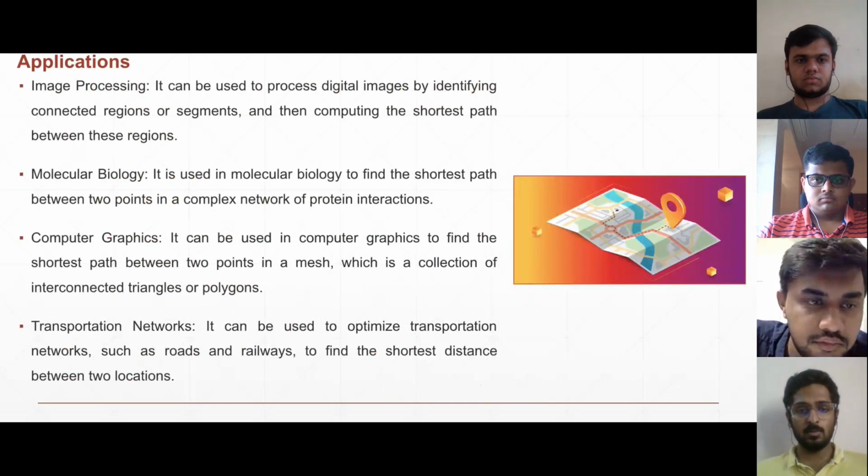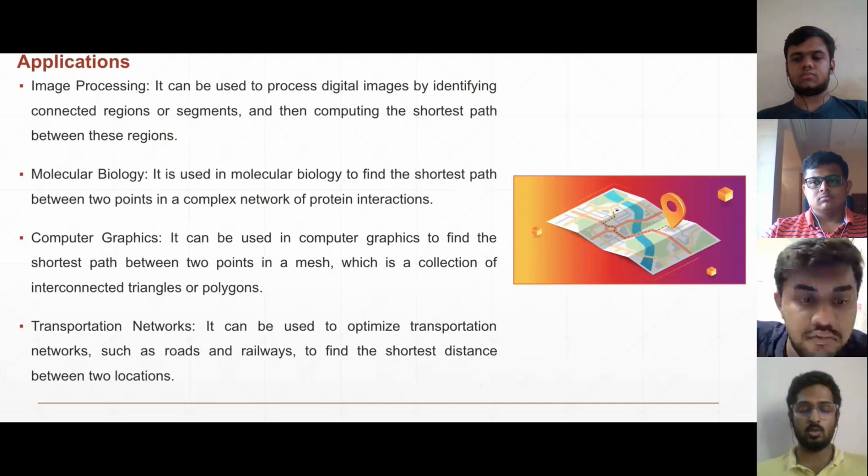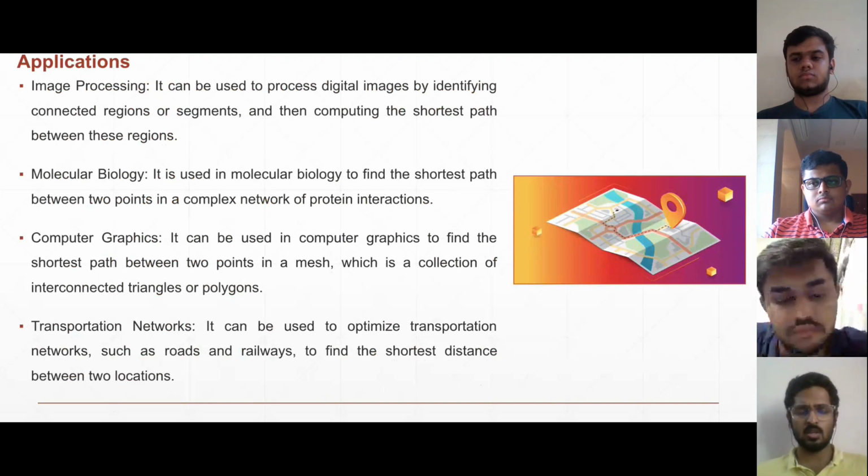The Floyd-Warshall algorithm can be used in image processing for identifying connected regions and then computing the shortest path distance between those regions and subregions. It can also be used in molecular biology to find the shortest path between 2 points of complex protein interactions. It can also be used in computer graphics. Then it is also used in transportation networks such as roads and railways to find the shortest distance between two locations. Applications of this can be seen in mapping applications like Google Maps, etc.